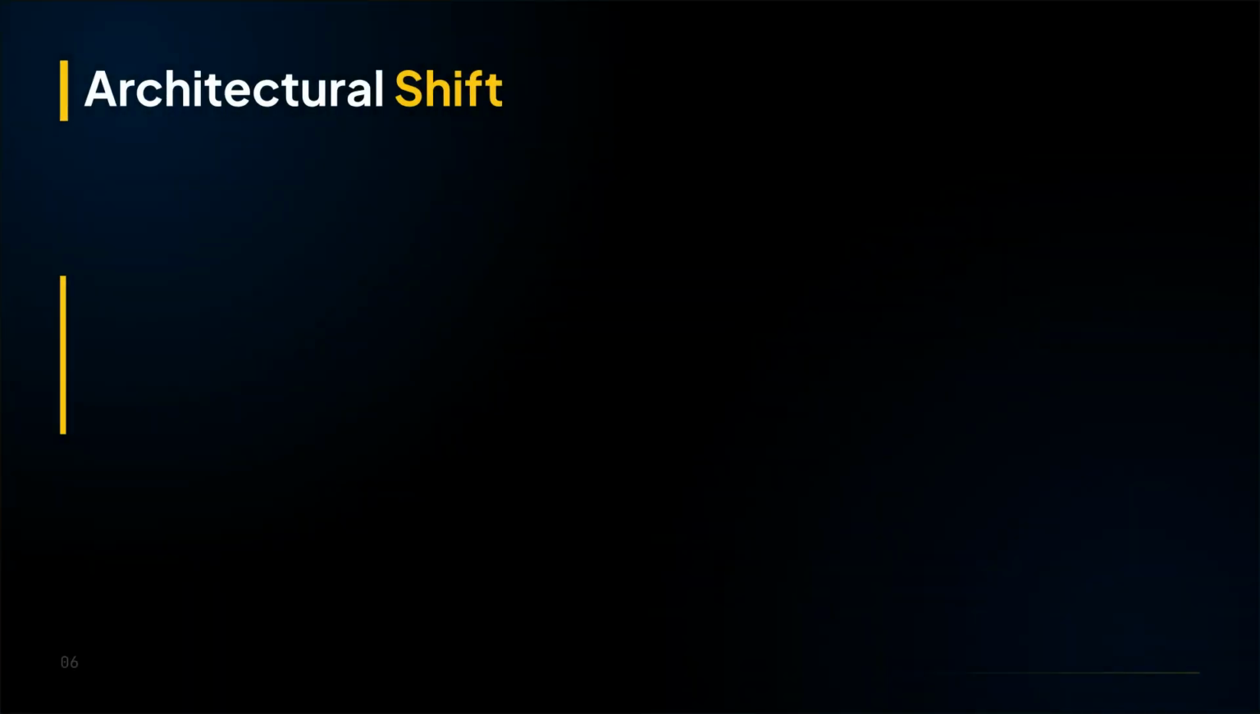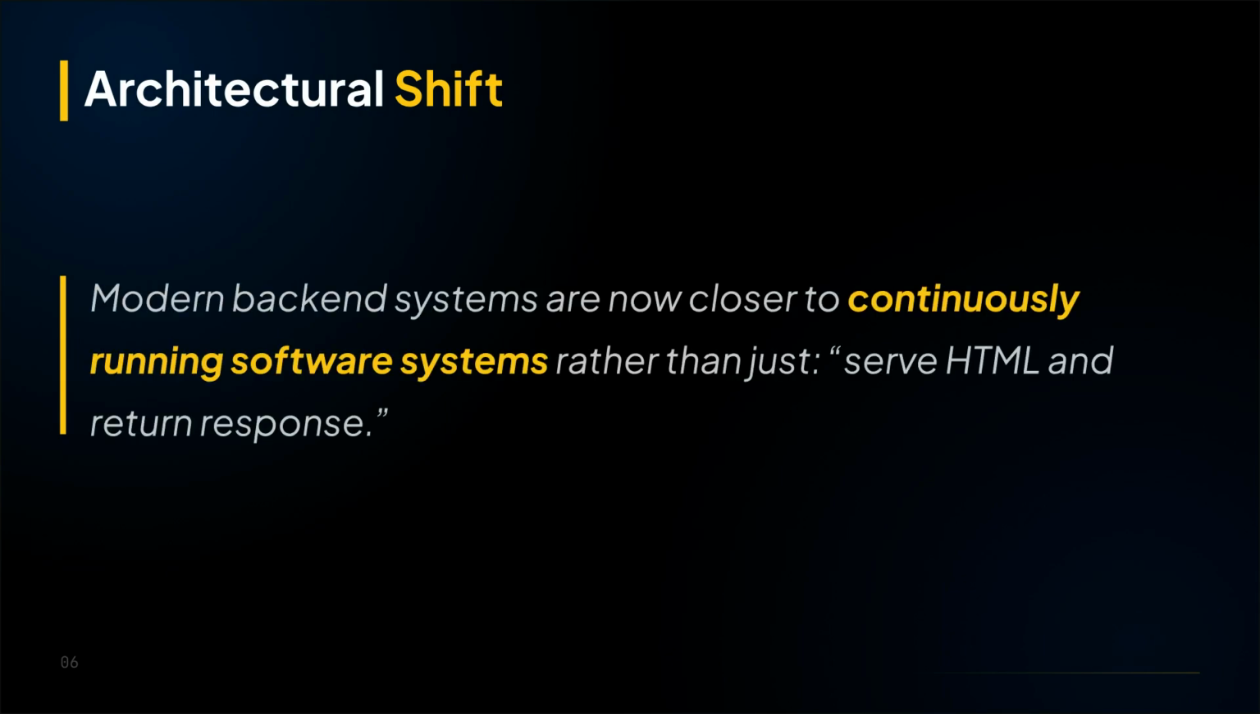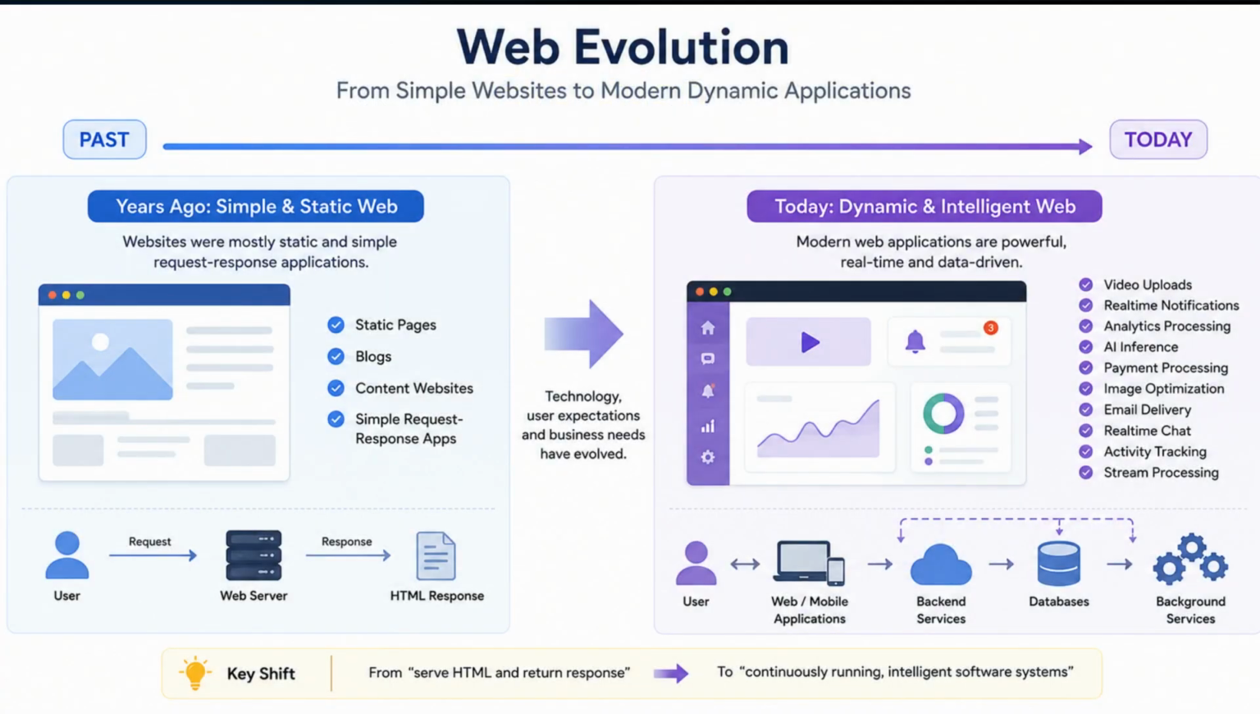This evolution represents a significant architectural shift. Modern backend systems are now closer to continuously running software systems, moving beyond the simple serve HTML and return response paradigm. The web has evolved from simple, static request-response applications to today's powerful, real-time, and data-driven applications, driven by evolving technology, user expectations, and business needs.